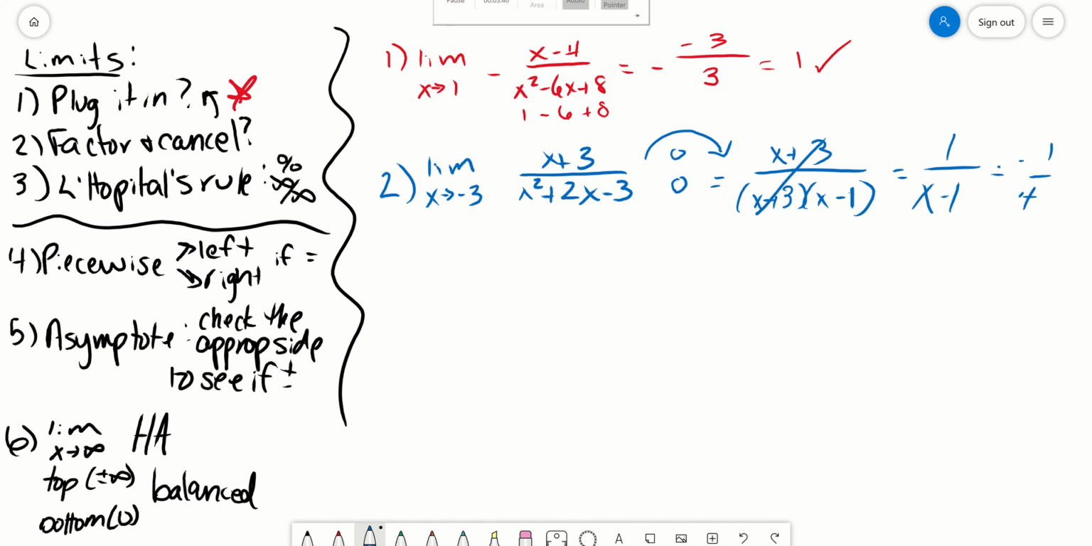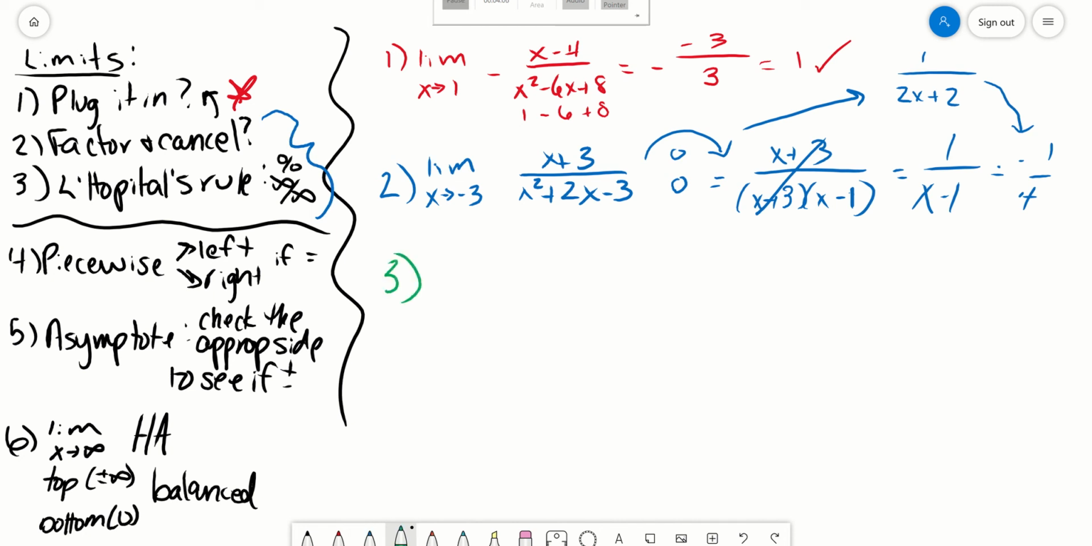If you did L'Hopital's rule with it, you would end up with the same thing, because the derivative on the top is 1. The derivative on the bottom is 2x plus 2. And so you would plug in negative 3, and you would still end up with that negative 1/4. So this factor and cancel, or the L'Hopital's rule, can really be used interchangeably.